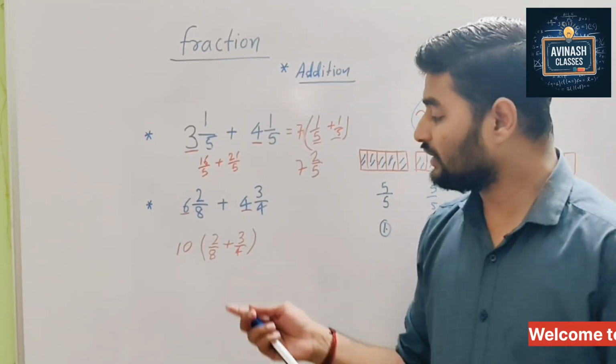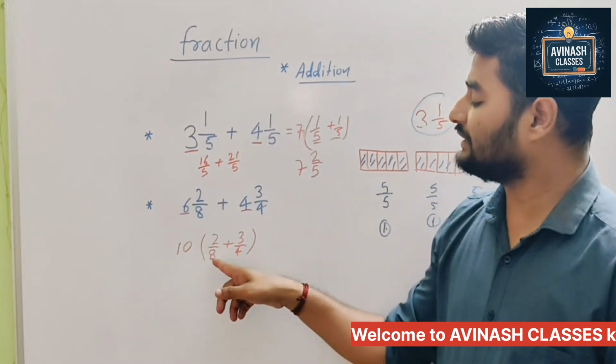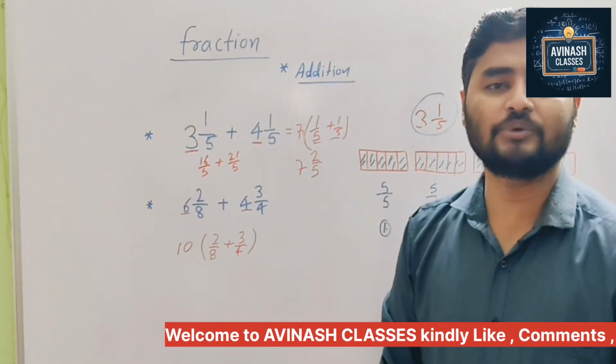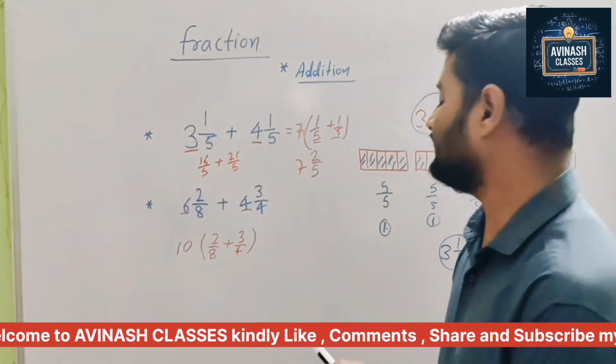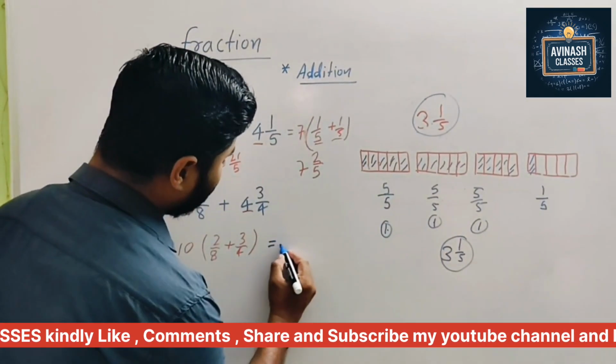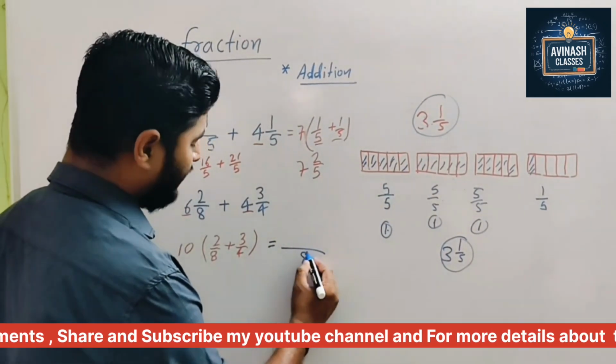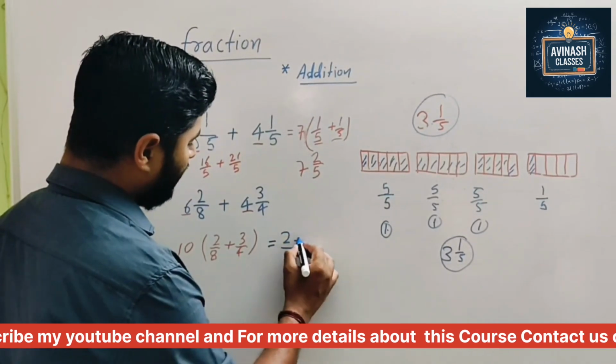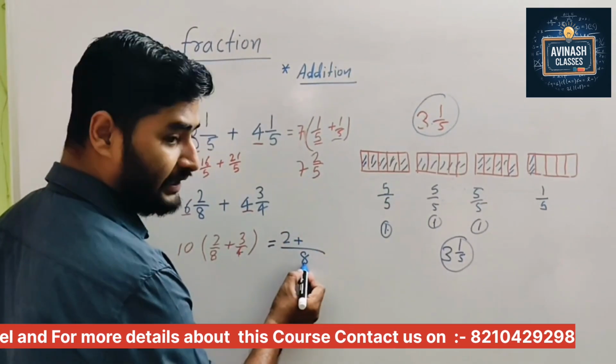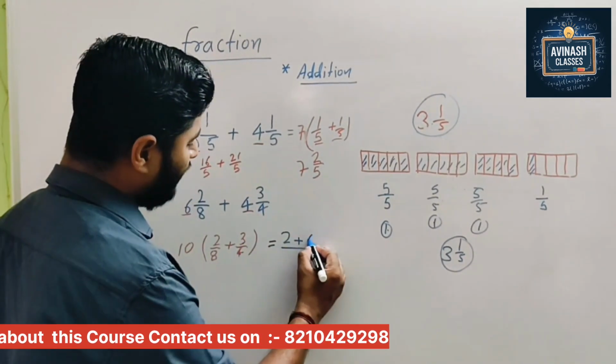Okay. So here what do we have to do? We have to take the LCM of 8 and 4. If we take the LCM of 8 and 4, it's going to be 8. So it comes 2. And here 4 times 2 is 8, so 3 times 2 is 6.